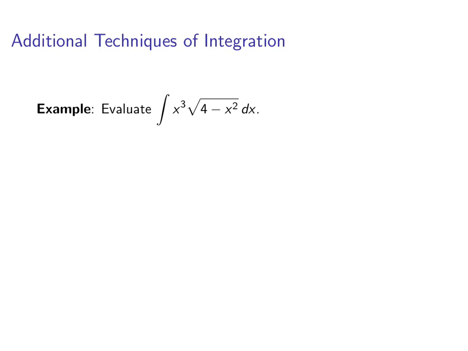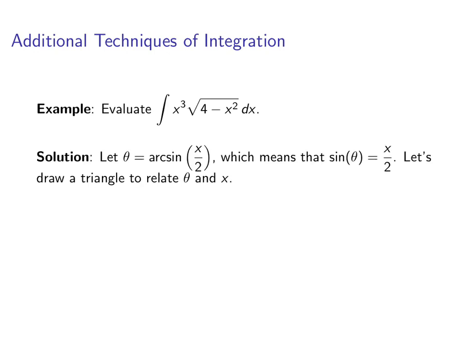We're going to evaluate the integral of x cubed times the square root of 4 minus x squared dx. Now, the substitution to make is to let theta equal arc sine of x over 2. Well, how do we know that? We have this expression inside the integral, a square root of a squared minus x squared, and according to the chart that we gave in the last video, this tells us to make the substitution arc sine of x over 2.